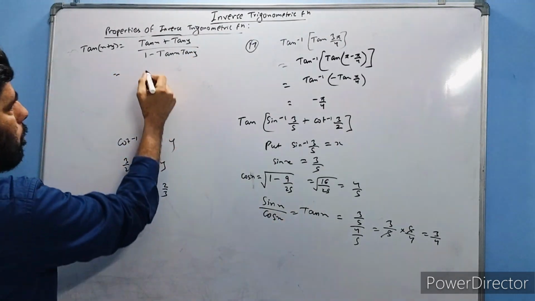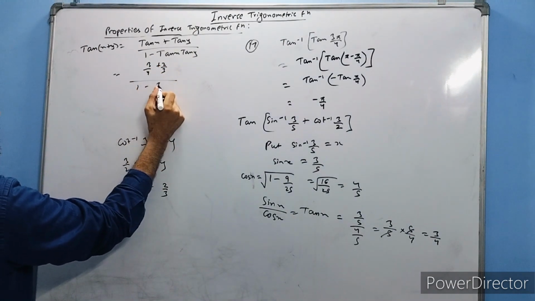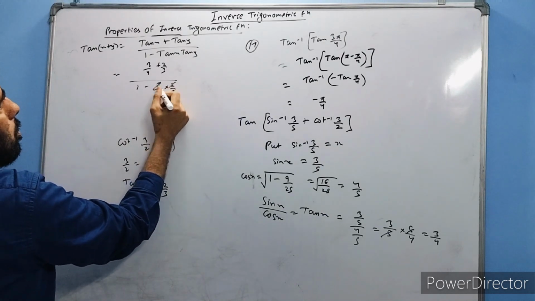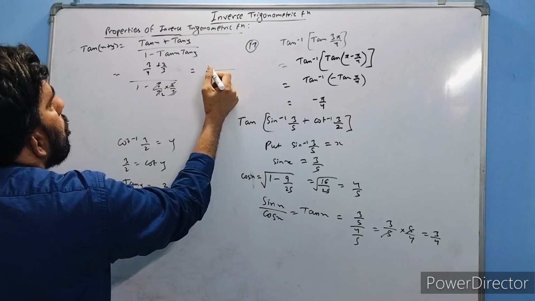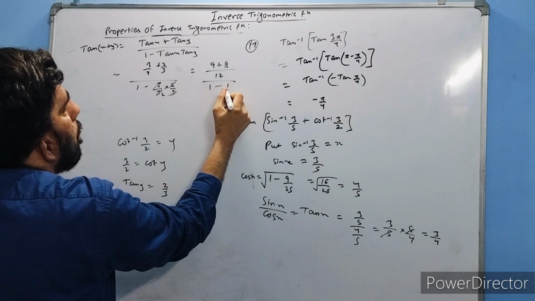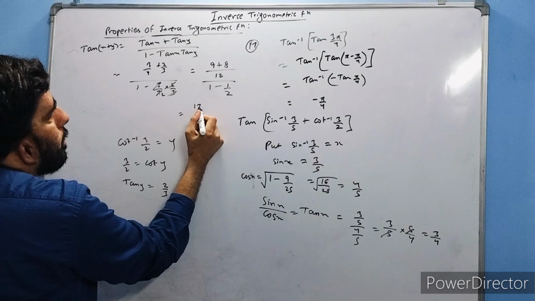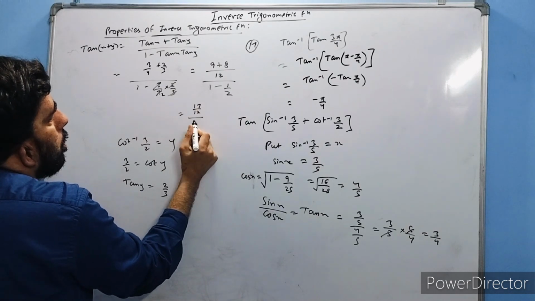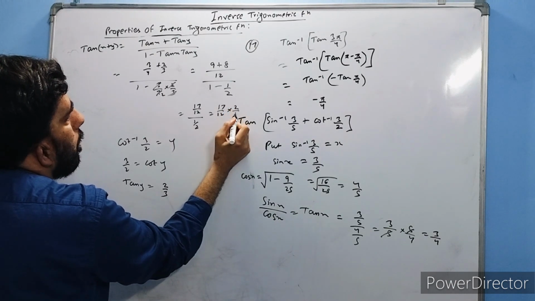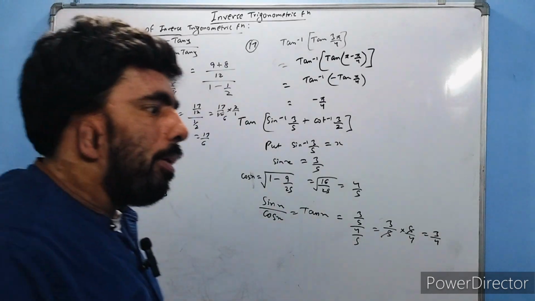(3 upon 4 plus 2 upon 3) upon (1 minus 3 upon 4 into 2 upon 3). I have 12 here, so I got (9 plus 8) upon 12 over (1 minus 1 upon 2). Okay, so what I got here is 17 upon 12 divided by half. So 17 upon 12 into 2 upon 1, which is 6. So I got a value 17 upon 6. Now this is the answer for this.